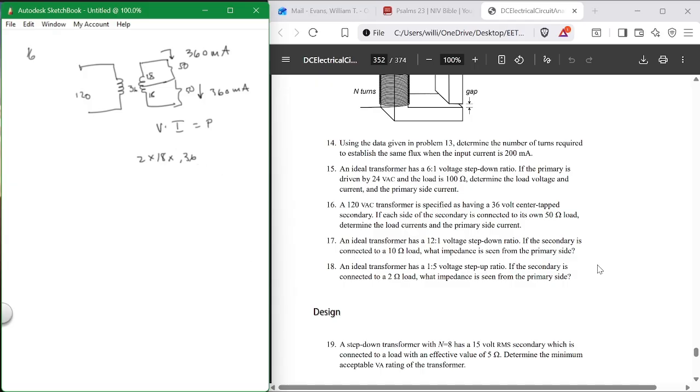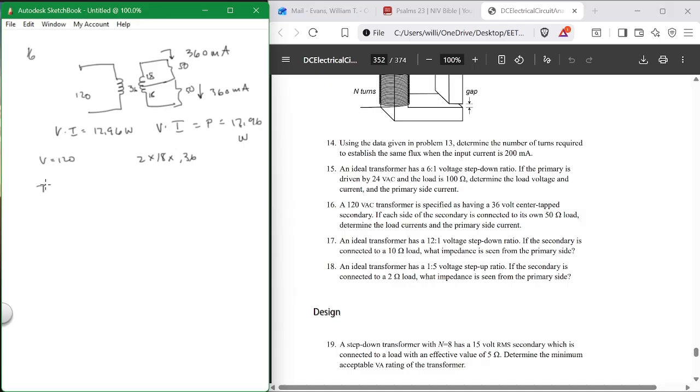So it's 36 times 0.36 equals 12.96. So the power on the right side is 12.96 watts. So the power on the right has to equal 12.96 watts. So V times I over here has to equal 12.96 watts. So my V is 120.